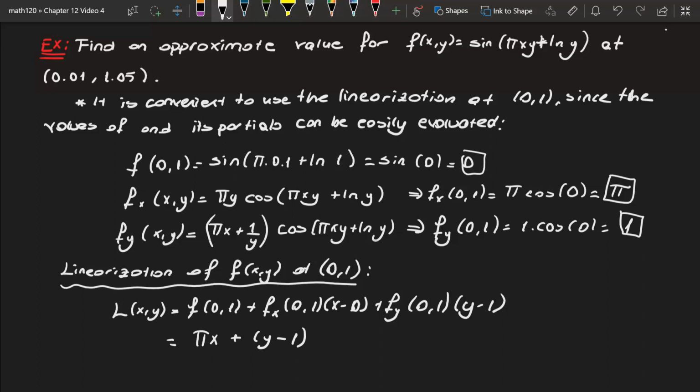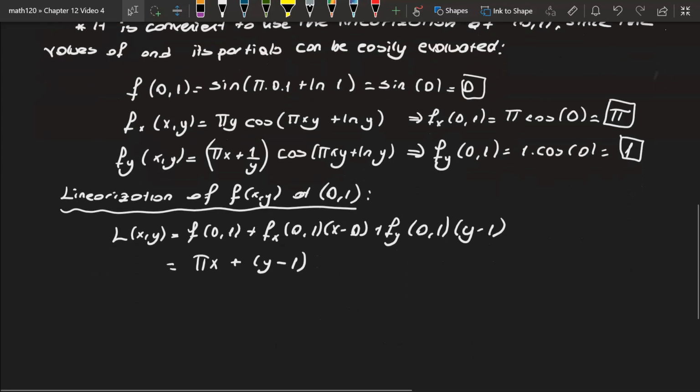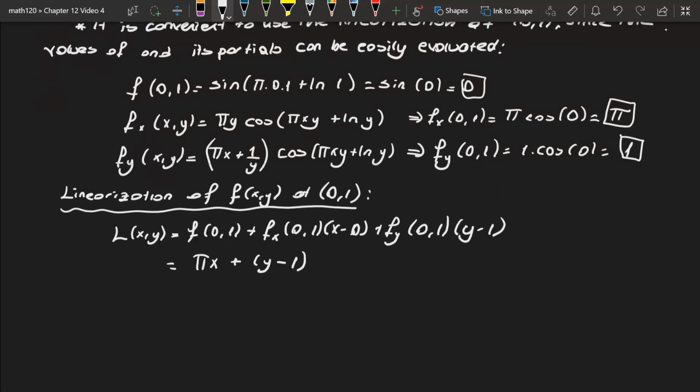Here we are not going to show it, but later we will see that f of (x, y) is a differentiable function easily. So L of (x, y) is a good approximation for f of (x, y) near (0, 1). f of (x, y) is approximately equal to L of (x, y) for (x, y) near (0, 1).